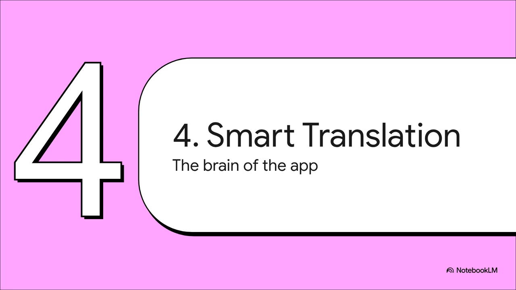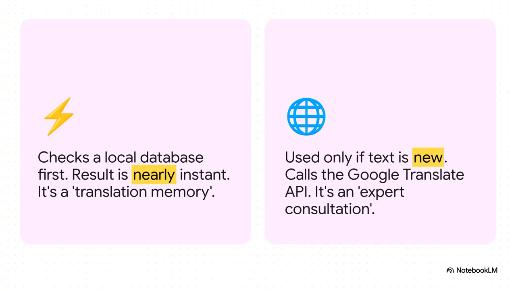And you might think, okay, it just sends every piece of text off to some translation service. But that would be super slow and really expensive. Instead, it uses a much smarter two-path approach. For every single block of text, the system first checks what we're calling the fast lane. That's its own local database, its cache. It asks a really simple question. Hey, have I translated this exact phrase before? If the answer is yes, boom, the result is instant.